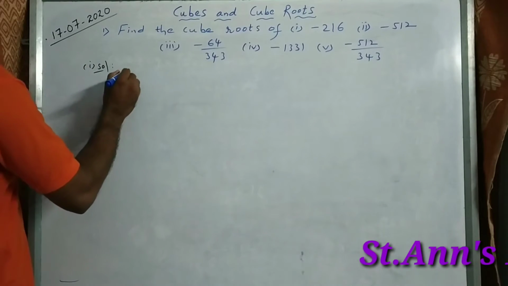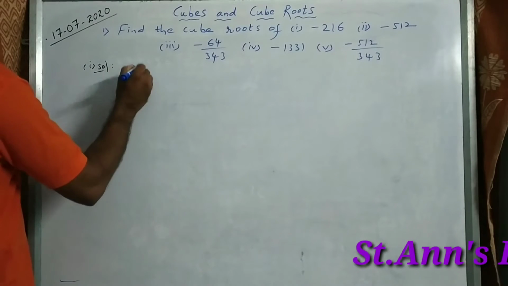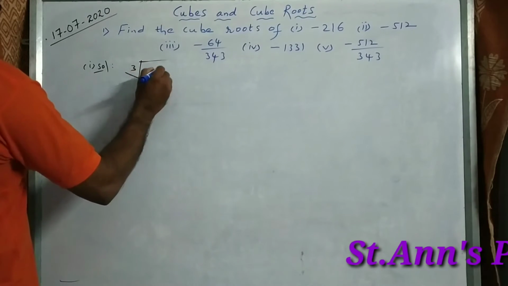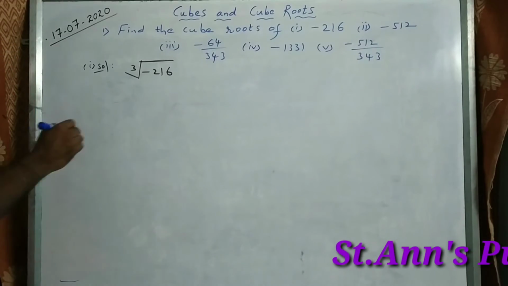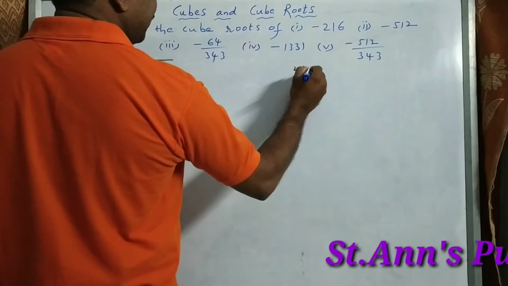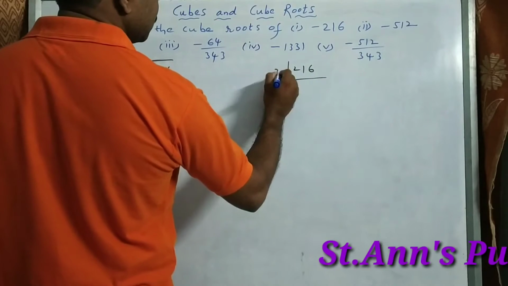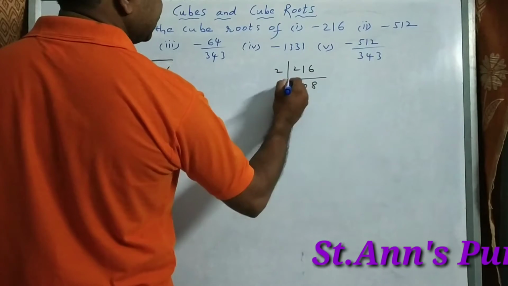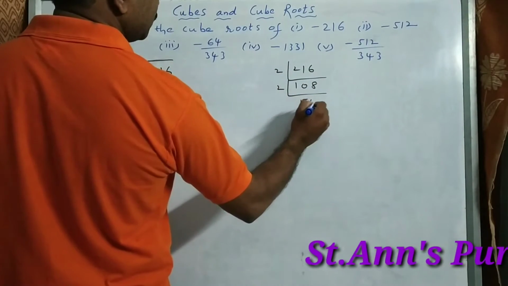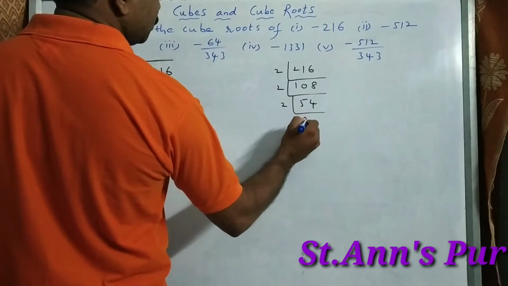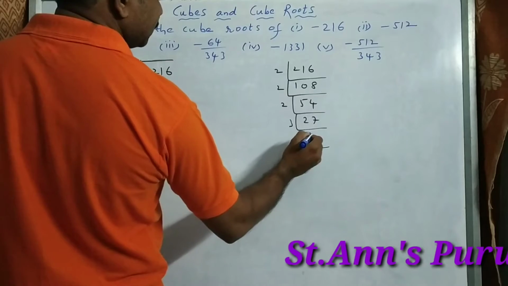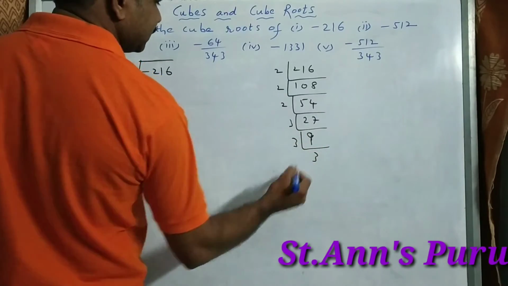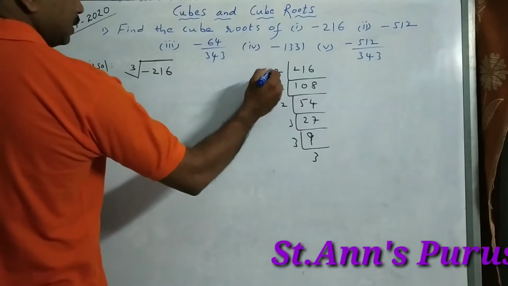How to find the cube root of minus 216? By the way, what are the factors of 216? 2 ones are 2, 2 twos are 4, 2 threes are 6, and so on, up to 3 threes are 9. So, triplets.